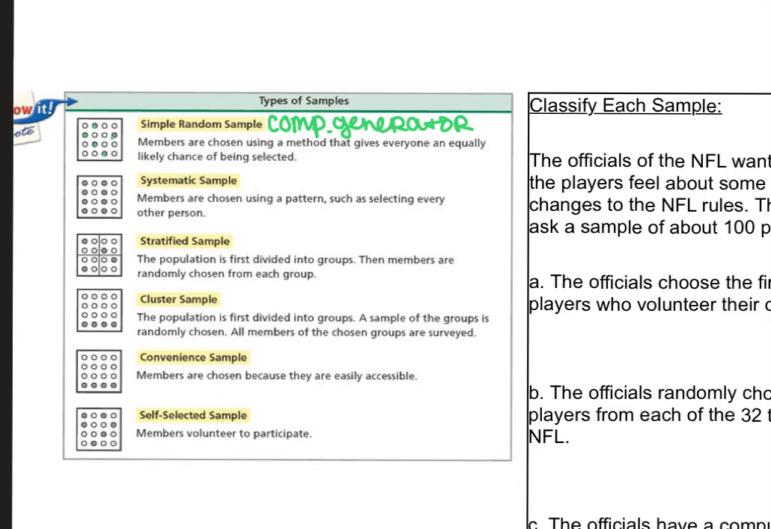Systematic means that there's a pattern. So you'll see every third person, every fifth person, and so on. There'll be some type of pattern to how you're picking people. These next two are going to be the most confusing, because it's easy to get them mixed up with each other.